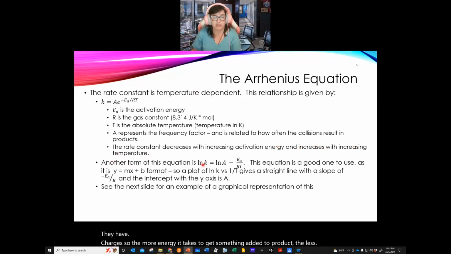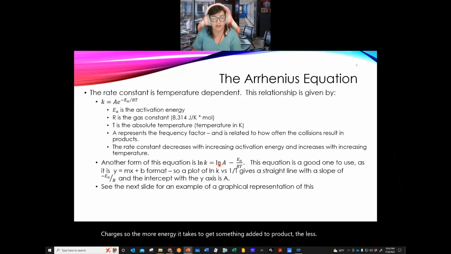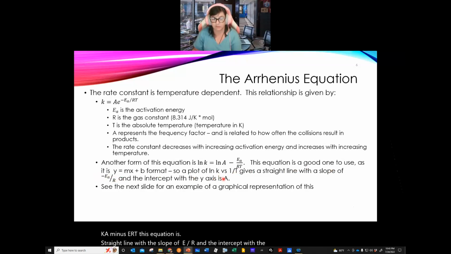Another form of this equation is ln of K equals ln of A minus EA over RT. This equation is a good one to use, as it's in the y equals mx plus b format. So if I plot ln of K versus 1 over T, that'll give me a straight line with a slope of negative EA over R, and the intercept with the y-axis is ln A. Okay, so that's something that we can talk about, and we're going to see that on the next slide.